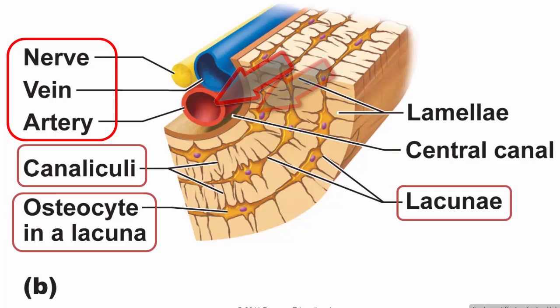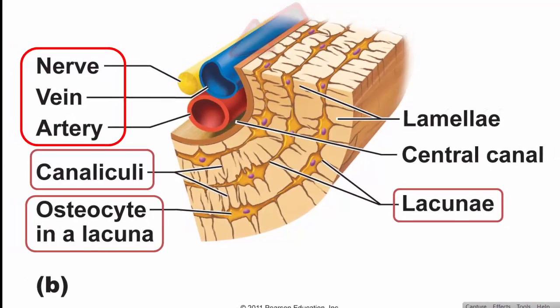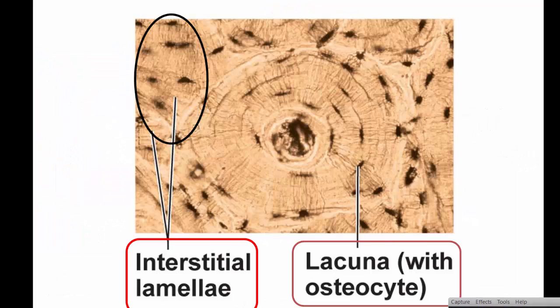The arteries will supply nutrients to this cell, and from this cell the nutrients can travel to this cell, then from this cell to this one. And the same way for the waste products. The waste products are going to go from this cell to this one, and back to the vein. So I hope this is clear. Let's go to the next one.